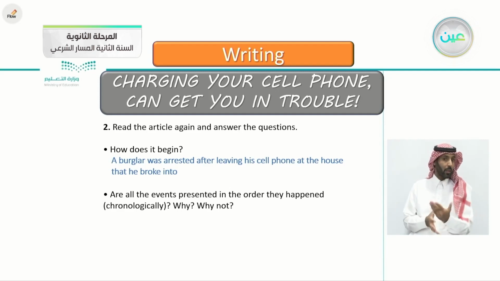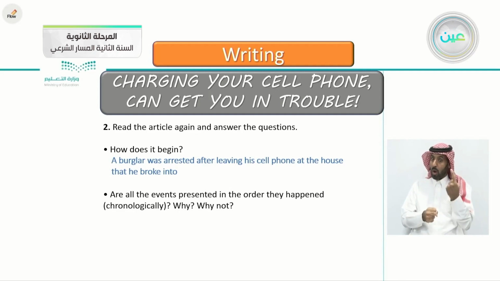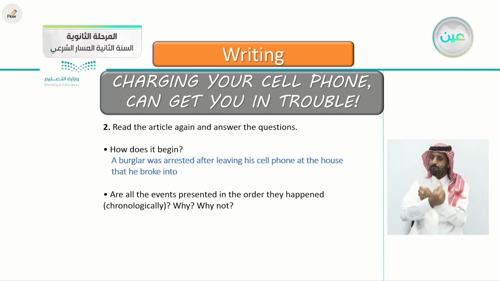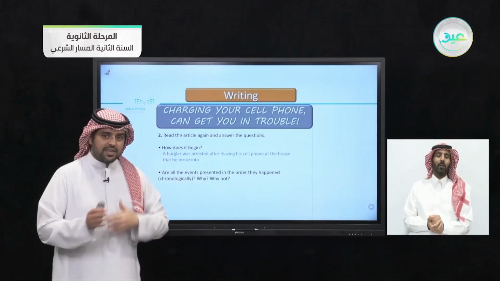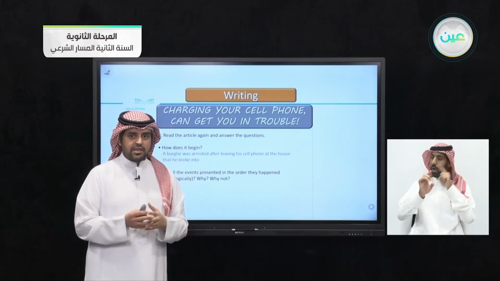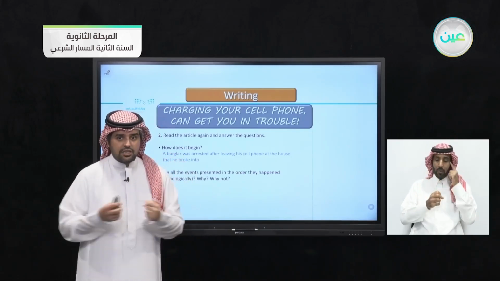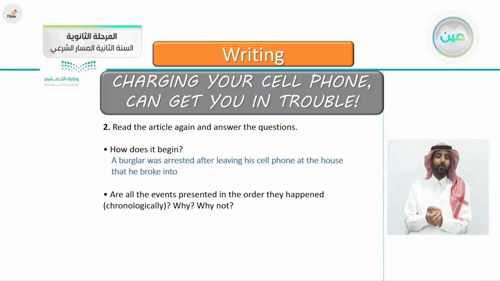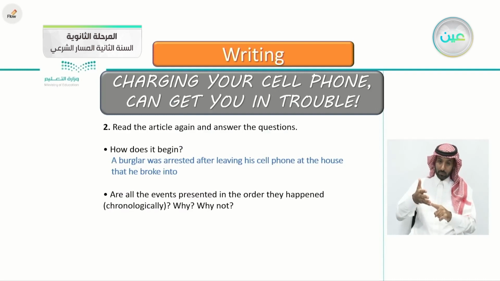Was this the first event of the story? Was this the first event chronologically? Of course not, because the burglar being arrested was the last event, not the first event. But sometimes you begin with the last event just to get the attention of the listener or the reader. Are all the events presented in the order they happened? In other words, chronologically, why or why not?